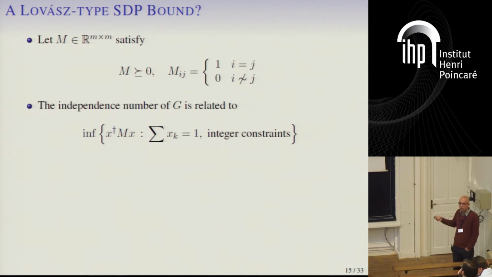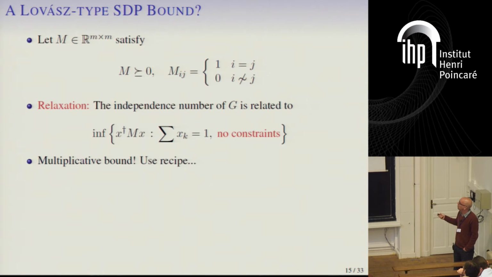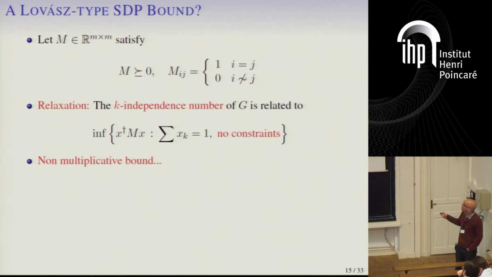So of course, what you can do is relax the constraint here and solve this over real values. And it turns out that the bound you get from this for alpha of G is multiplicative. So you can use this recipe that we discussed, and you get a nice bound. This is the Lovász bound. The question is whether we can do the same when we want to bound the k-independence number of the graph, not the independence number.